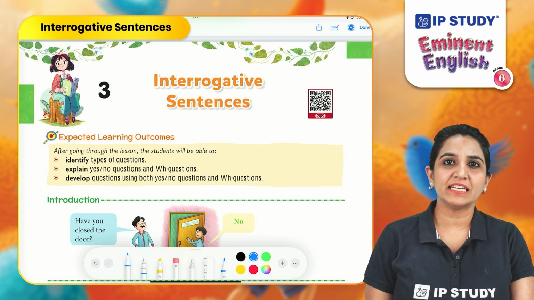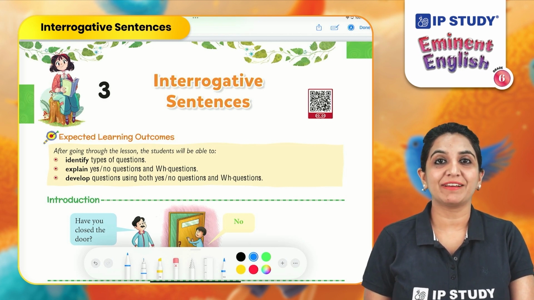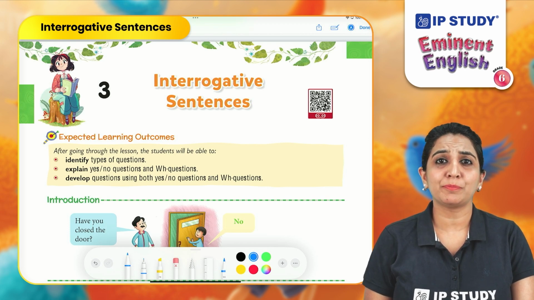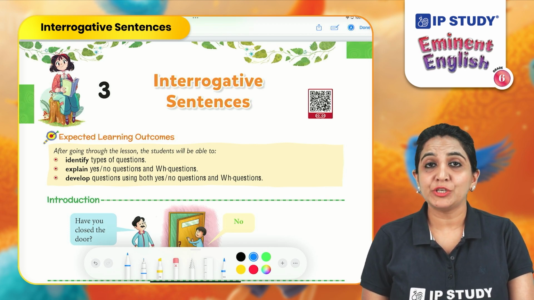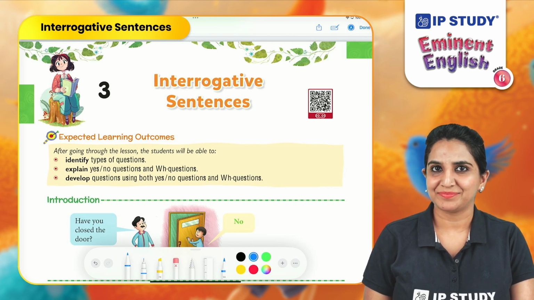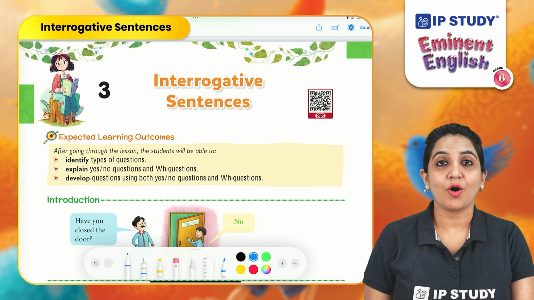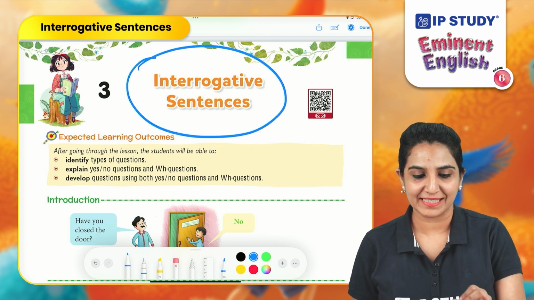Today we will discuss the third chapter of Grade 6 English Grammar, and we're going to explore something that we use every single day. Can you guess what it is? Yes, we are talking about questions or interrogative sentences.